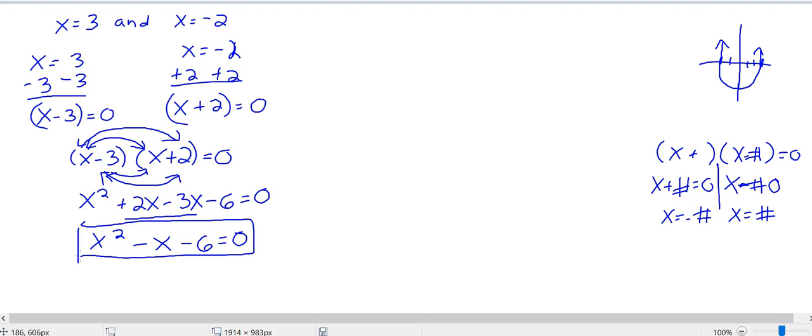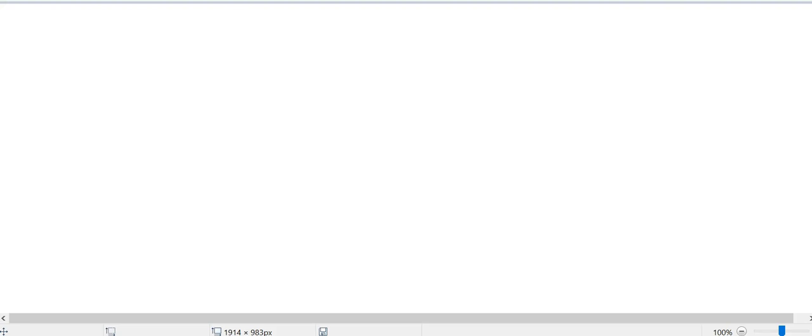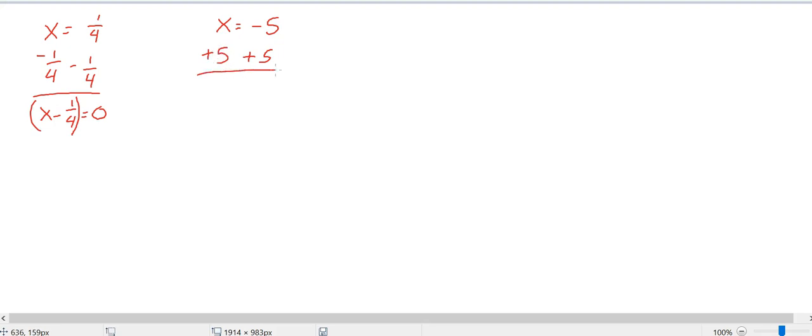Let's look at one more example. For this question, we want to write a trinomial that has roots of x is equal to 1/4 and x is equal to -5. To do that, we want to make these roots back into factors. To do that, we want to bring the numbers to the same side of the equation as the x. So for the first root, we're going to subtract 1/4 and subtract 1/4. X minus 1/4 is equal to 0. This is going to be one of our factors. Let's do the same thing for the other root. +5 and +5. X plus 5, that's another factor, is equal to 0. So let's just rewrite this. X minus 1/4 times x plus 5 is equal to 0.